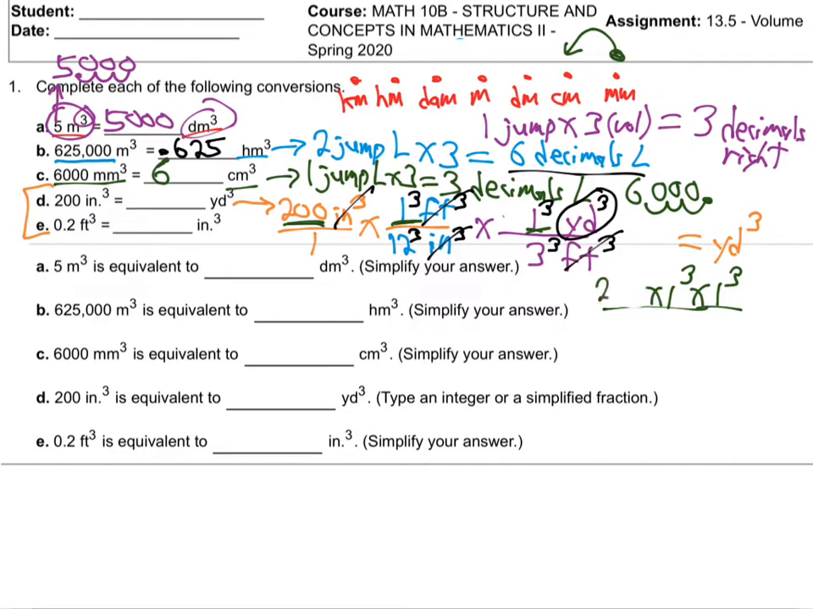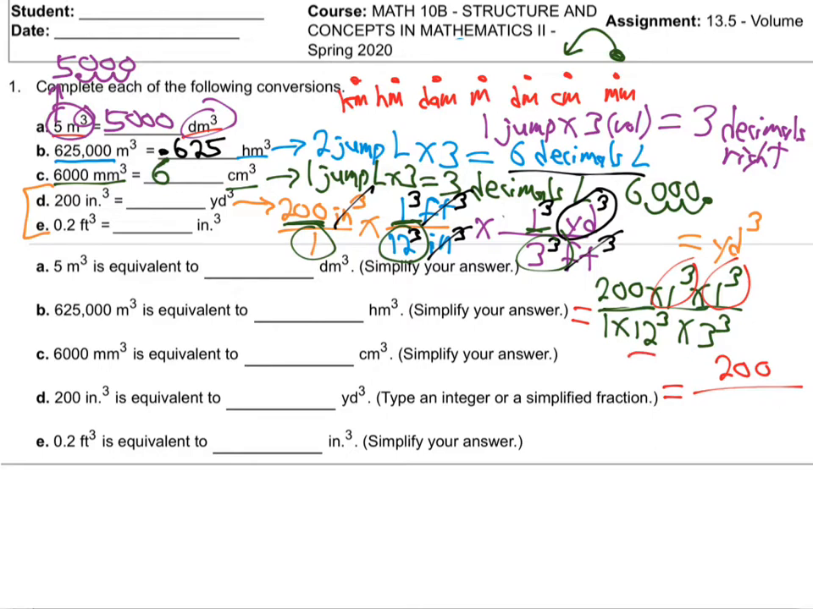Make that a little neater here. Over what's in the bottom? 12 to 1 times 12 to the third power times 3 to the third power, right? Okay. And so now what does that equal? On the top, it's just 200 because 1 to the third power, 1 to the third power, that's just 1. 200 times 1 is just 200.